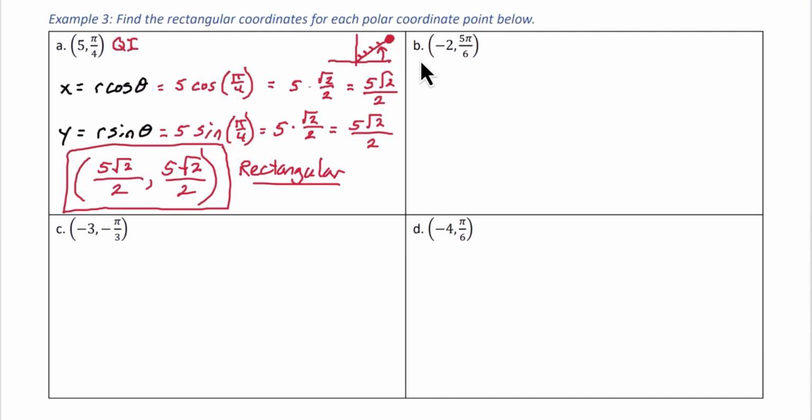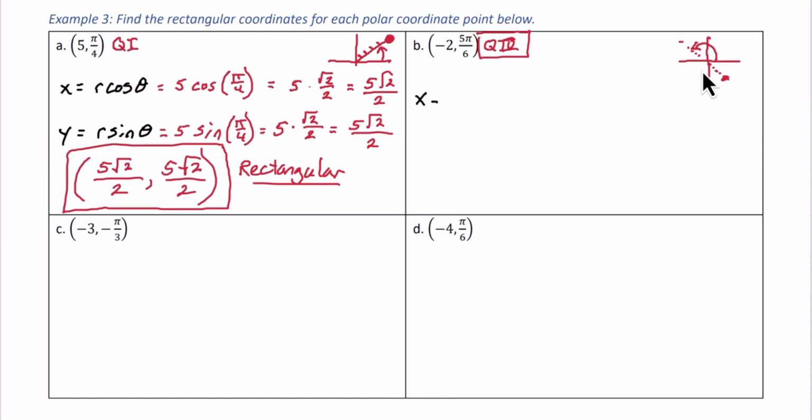In example B, again, let's do a quick sketch off to the side. We have an angle of 5 pi over 6. That is somewhere over here. But recognize that the r is negative, which means the point comes down into quadrant 4. So we'll make a note that this is in quadrant 4. That means our rectangular point had better be in Q4.